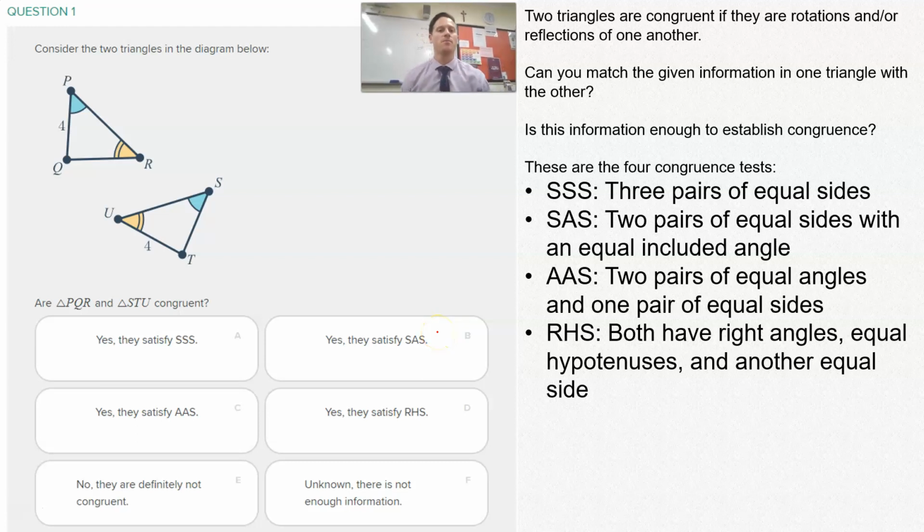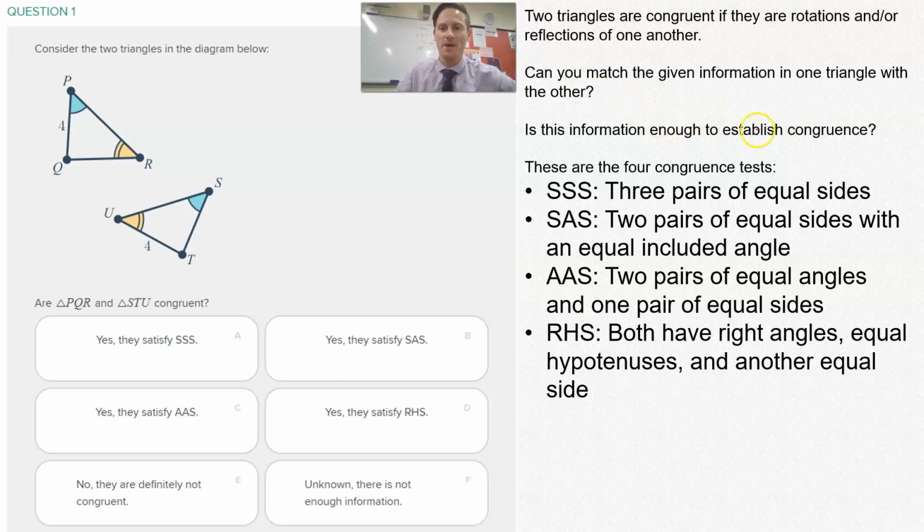Just want to talk you through some practice questions from MathSpace about congruency. So in our last video, I went through the congruency proofs, and now we're going to try and use those for some practice questions. So let's get into this. First of all, two triangles are congruent if they are rotations and/or reflections of one another. So it's the same shape, it's just changed in its orientation.